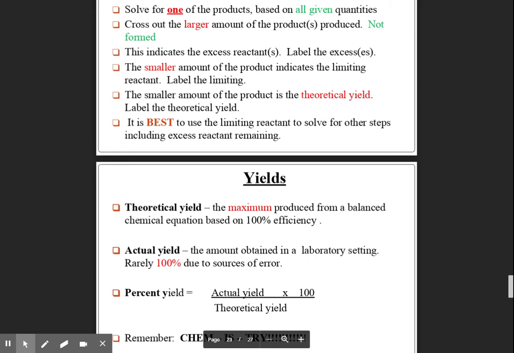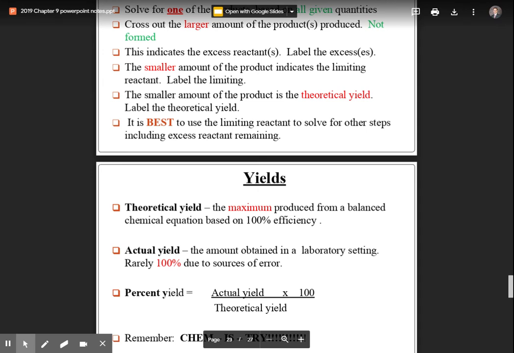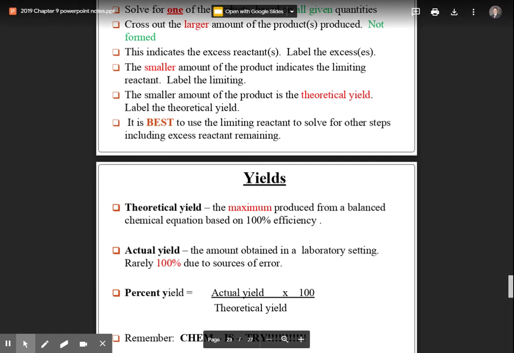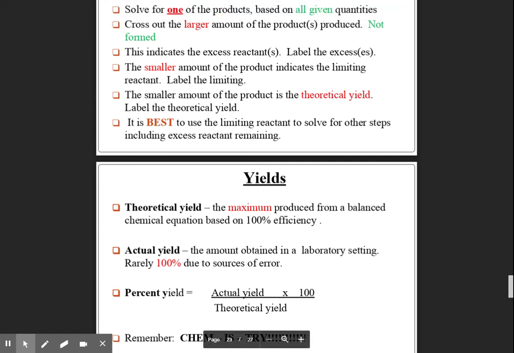So we also have the actual yield. So the actual yield is when we go to lab and we do some chemistry, how much product we actually make. And actual yield is typically less than the theoretical yield. It never quite does what it's supposed to do. Then from the actual yield and theoretical yield, we can find the percent yield. The actual yield divided by theoretical yield times 100 in a lab setting.